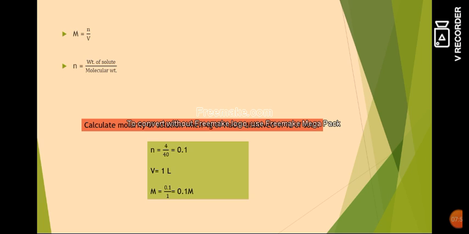This is another example of calculating the molarity of a solution when 4 grams of NaOH is dissolved in 1 liter of solution. N, the number of moles, is equal to the weight of the solute divided by the molecular weight. So N is equal to 4 divided by 40, the molecular weight, which gives 0.1 moles, and V is 1 liter, and so the molarity is 0.1 molar.